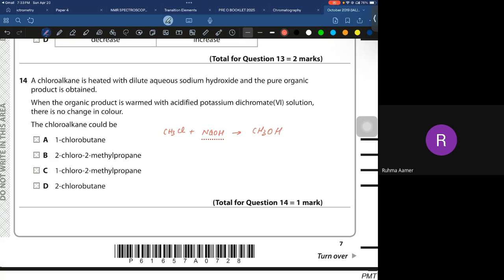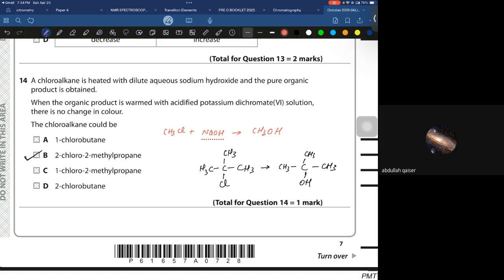But when you have option B, what's the structure of option B? It's 2-chloro-2-methylpropane. First of all, you draw the chain of propane, then 2-methyl, and then 2-chloro. Of course, when it reacts with sodium hydroxide, it forms this alcohol, which is a tertiary alcohol, so the oxidizing agent cannot oxidize it. That's why option B is correct.